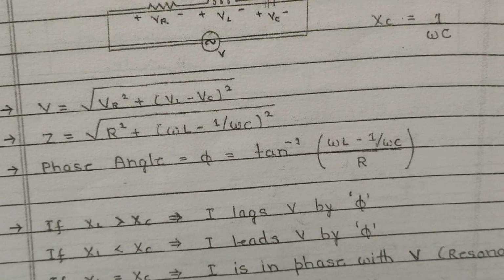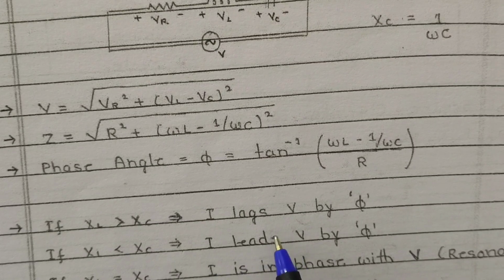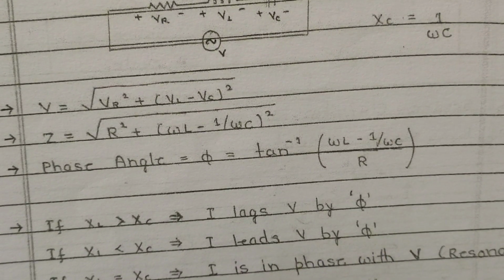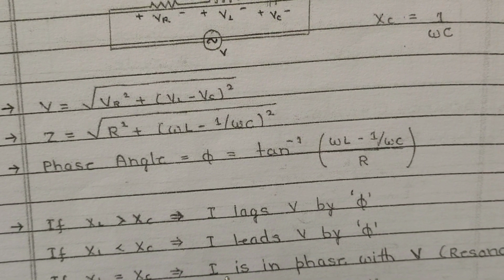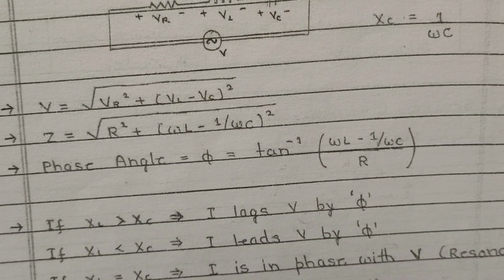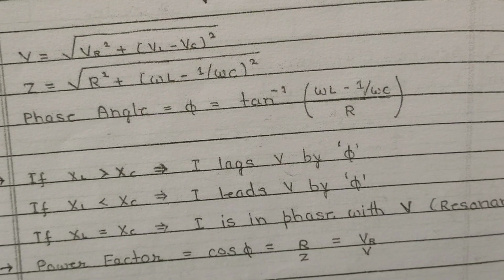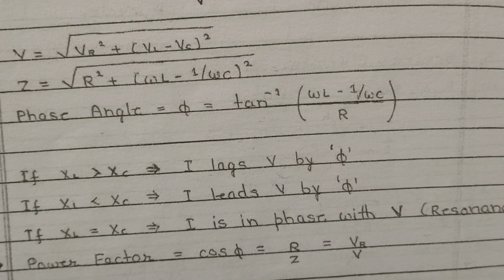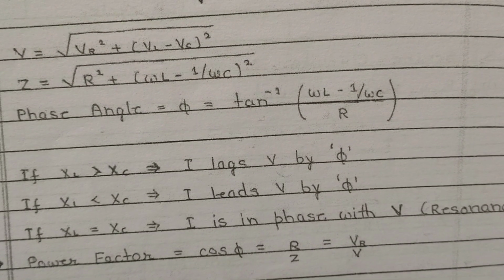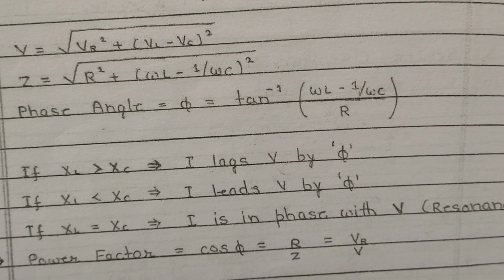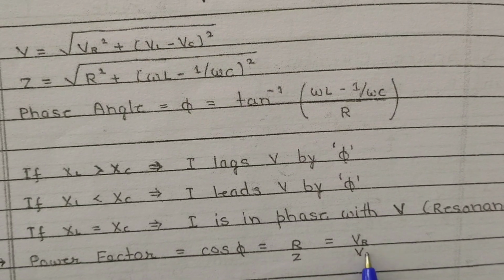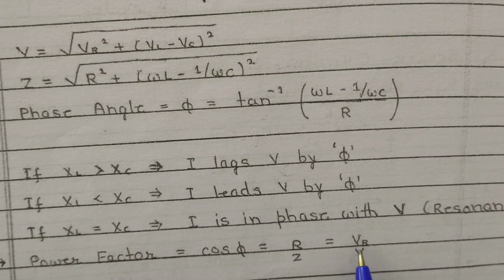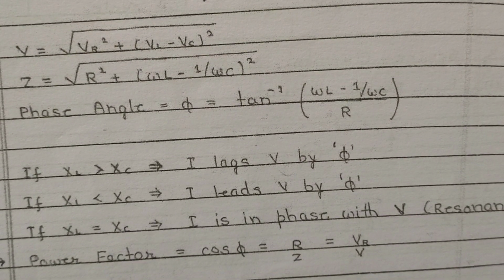If XL is greater than XC, current lags voltage by phi. If XL is less than XC, current leads voltage by phi. If XL is equal to XC, current is in phase with V, which is at resonance. Same as before, the factor is cos phi, which is the power factor, with cos phi equal to R by Z or VR by V, voltage across a resistor by source voltage.